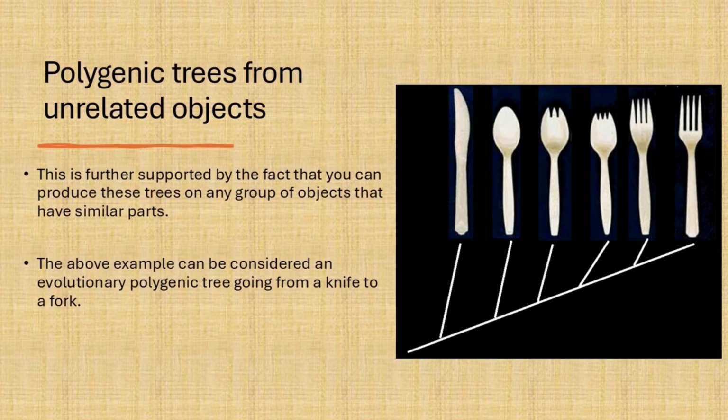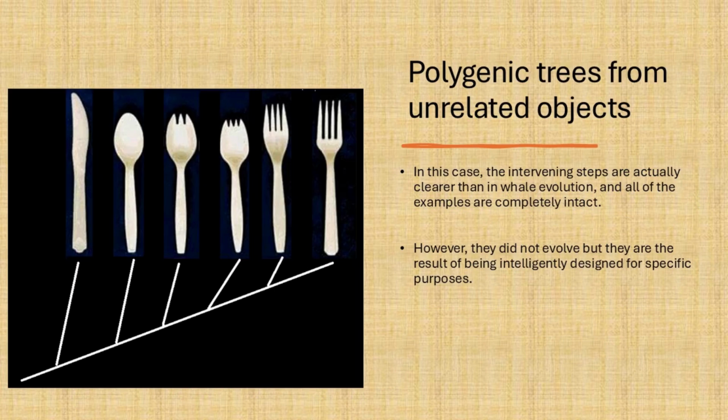This is further supported by the fact that you can produce these trees on any group of objects that have similar parts. The above example can be considered an evolutionary polygenic tree going from a knife to a fork. In this case, the intervening steps are actually clearer than in wheel evolution, and all of the examples are completely intact. However, they did not evolve, but they are the result of being intelligently designed for specific purposes.